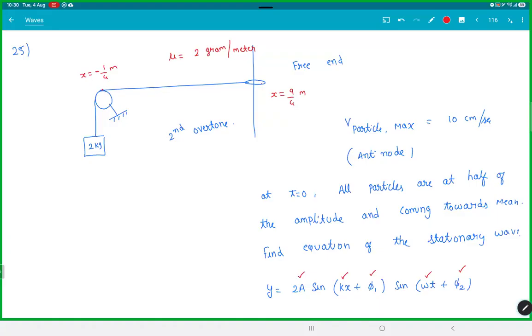K is pi, omega 100 pi. Okay. Now, phi 1, phi 2 are the key ones. But you have to find A and omega though. A, omega, and K, that should be there, I guess. Let's see.